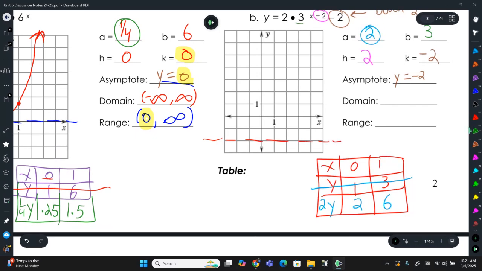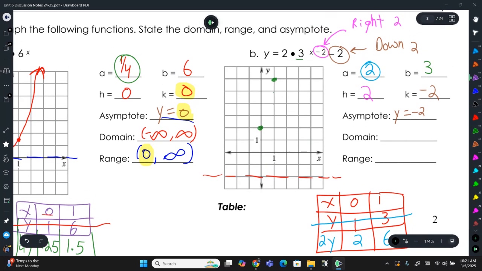Now I'm going to plot the points 0, 2 and 1, 6. 1, 2, 3, 4, 5, 6. Now I'm going to take those points and look back at my translation and move each of these points right 2 and down 2. So here 1, 2, and down 2. 1, 2, and down 2. So my graph will now look like this.